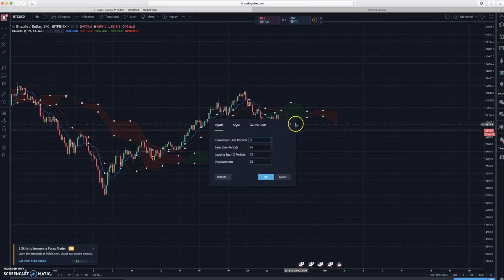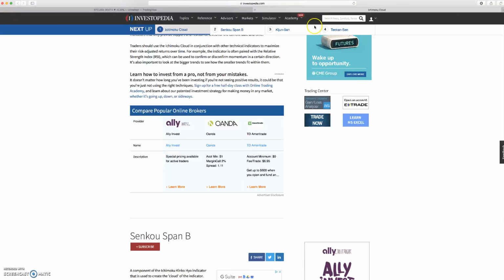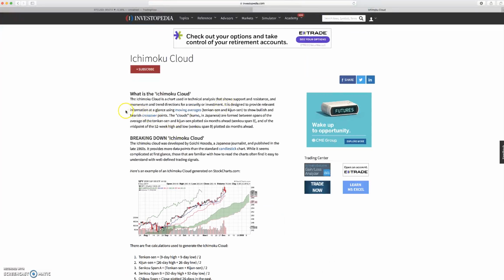You can alter the base Ichimoku cloud, and you can do whatever you want with it. This is just the base one. So basically, I'll briefly go over what it is. The Ichimoku cloud is a chart used in technical analysis that shows support and resistance and momentum and trend directions for a security or investment. It is designed to provide relevant information at a glance using moving averages to show bullish and bearish crossover points.